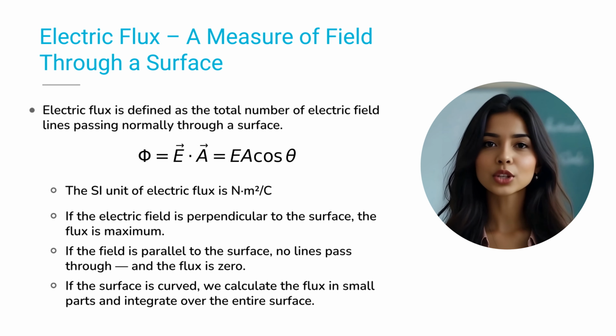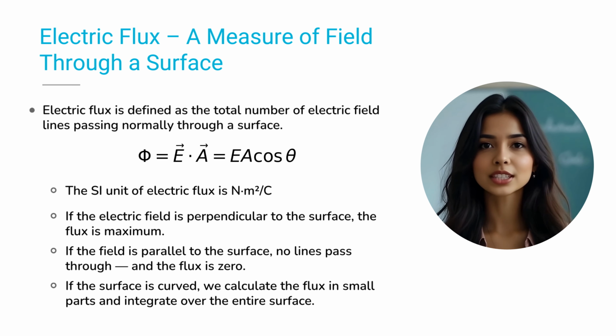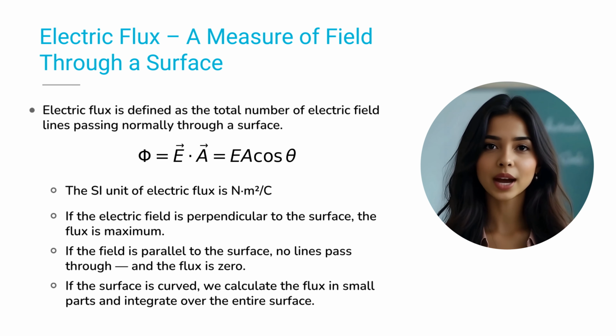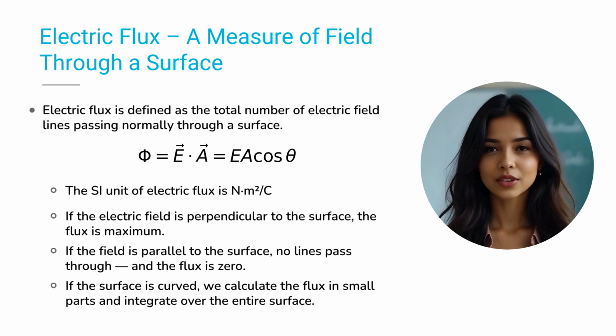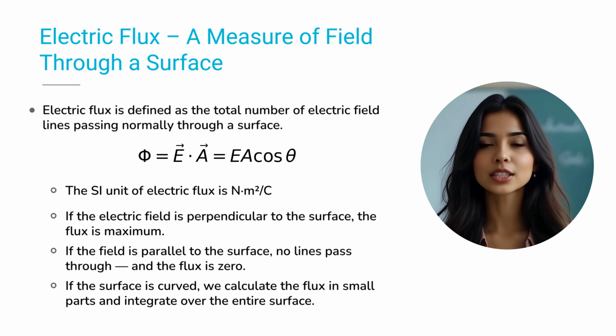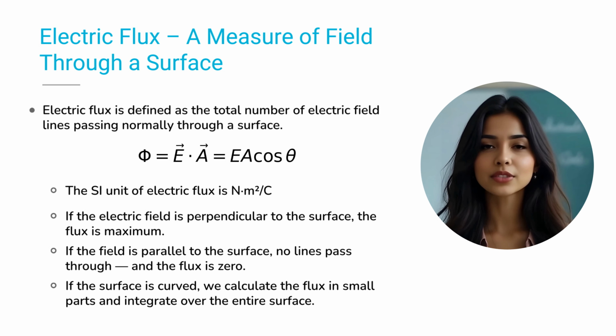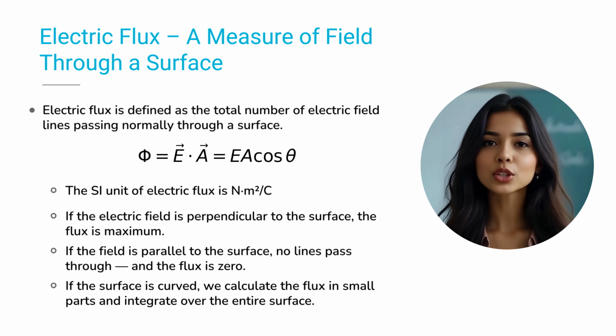Now that we can see electric fields using field lines, the next step is to measure how much field passes through a given surface. This brings us to the concept of electric flux. Electric flux is defined as the total number of electric field lines passing normally through a surface. Mathematically, electric flux phi is given by phi equals E dot A equals E times A times cosine theta, where E stands for the electric field strength, A stands for the area through which the field is passing, and theta is the angle between the electric field direction and the normal perpendicular to the surface.